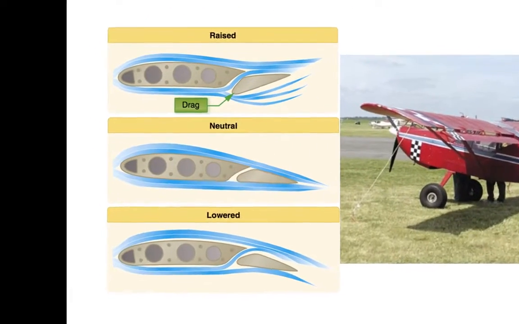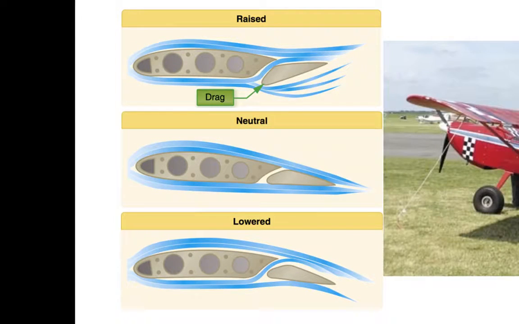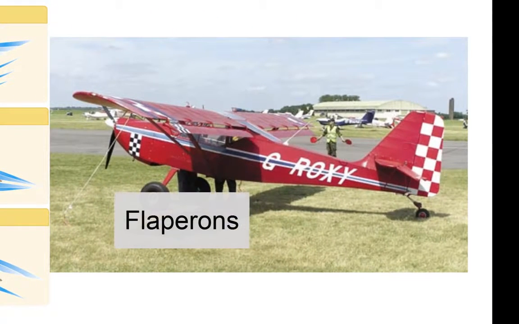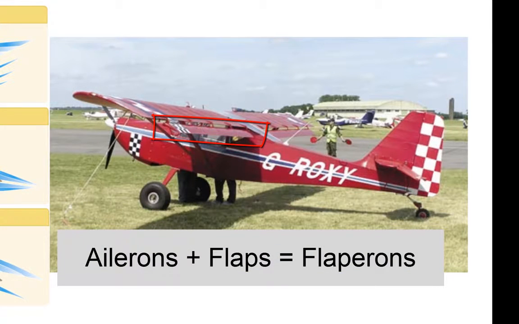The third system is called the Frise-type ailerons, pictured on the left. These ailerons move on an offset pivot, which causes them to be pushed into the airstream when deflected upward, which causes drag. These ailerons also have slots, which allow for smoother airflow over the lowered aileron, making it more effective at high angles of attack. The fourth and last system is called flaperons, pictured on the right. Flaperons combine the aspects of the ailerons and the flaps. The pilot can move the flaperons like conventional ailerons, or the pilot can lower both simultaneously, like flaps.